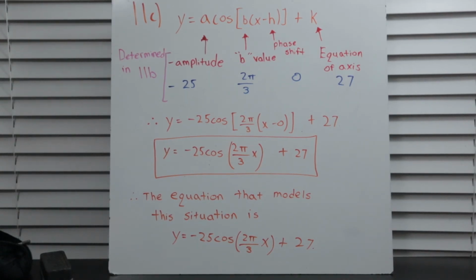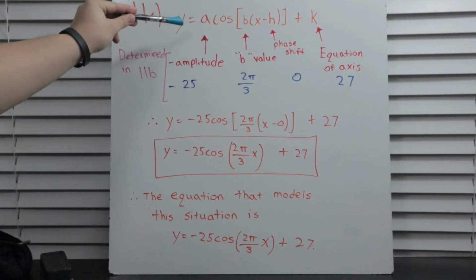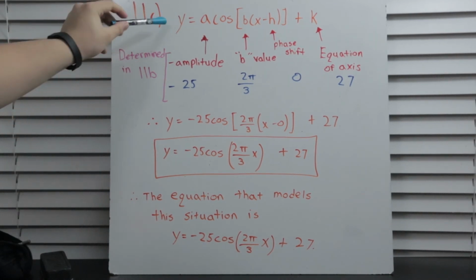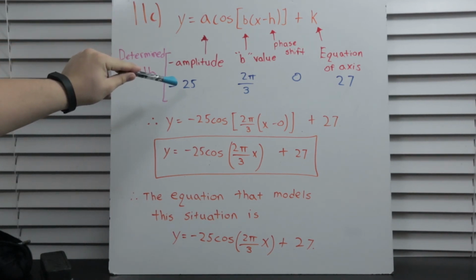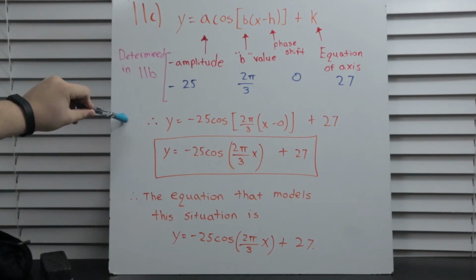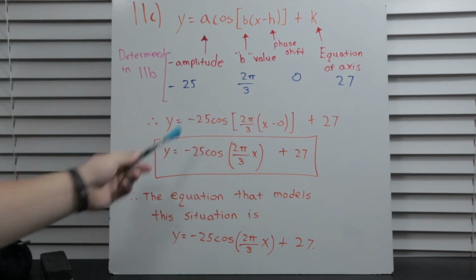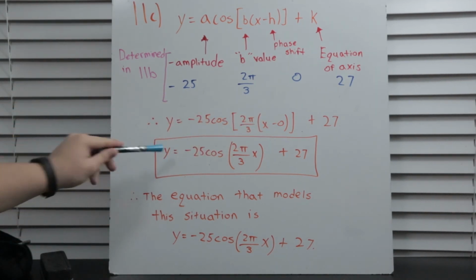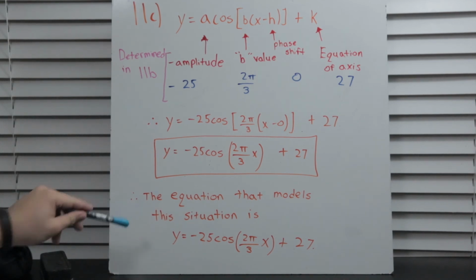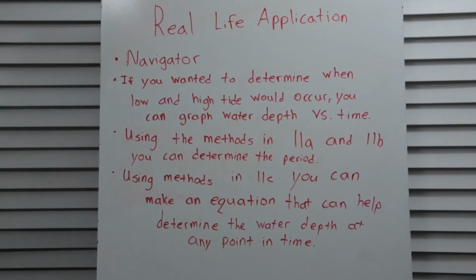So 11c asks us to write the equation that models this situation. Since we determined all our values in 11b, all we need to do is plug into the general equation for a cos function. So this is the general equation, and these are all the values we determined. Once you plug in all our values, we can further simplify this right here, and this is our final equation. So you conclude the question with your therefore statement. Therefore, the equation that models this situation is y equals negative 25 cos bracket 2 pi over 3x bracket plus 27.